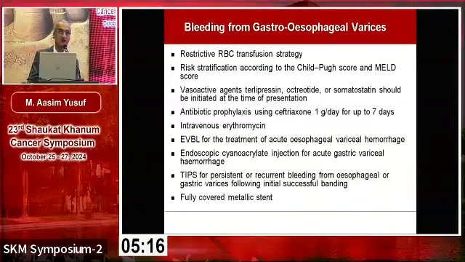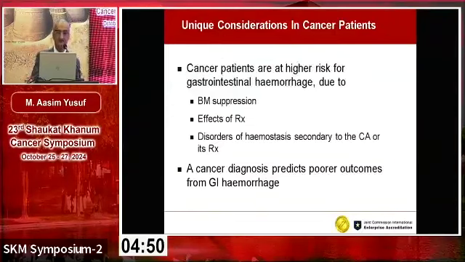And in patients who have recurrent bleeding or in whom you cannot control bleeding with banding or glue injection, the next step is a TIPS. You will see there's no mention of a Sengstaken-Blakemore tube. That is not used anymore. Finally, there is evidence, mostly just case series and case reports, for the use of a fully covered metallic stent in the lower esophagus to cause tamponade of bleeding varices.